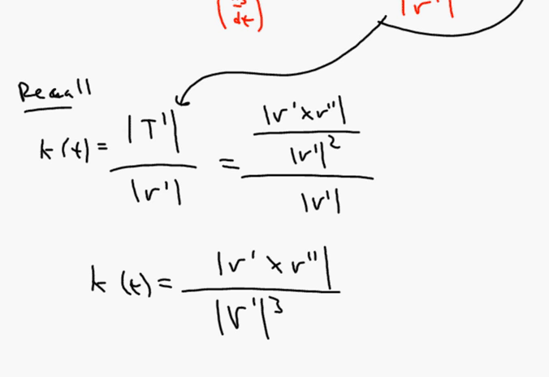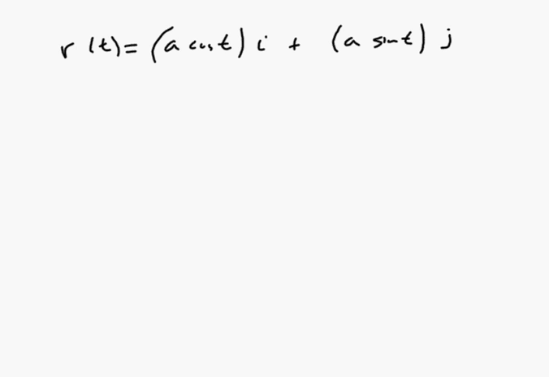So let's go back to the circle for a minute. We know that r of t is equal to a cosine t i plus a sine t j, because we're dealing with a circle. What we're going to do is find the curvature of this, and we're going to use our new formula. So kappa of t equals the norm of this over that.